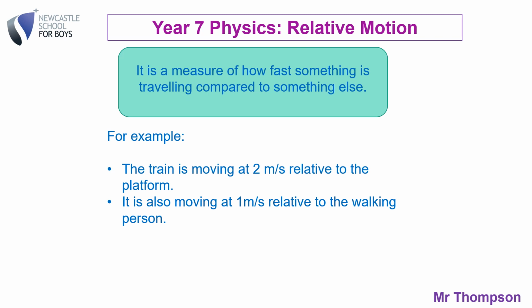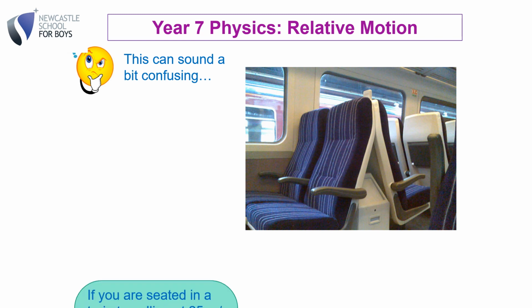So it's a measure of how fast something is compared to something else. For example, a train moving at 2 meters per second relative to the platform is also moving 1 meter per second relative to a walking person. It can sound confusing.